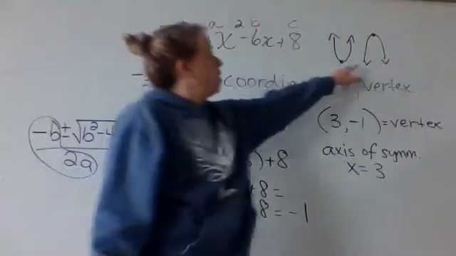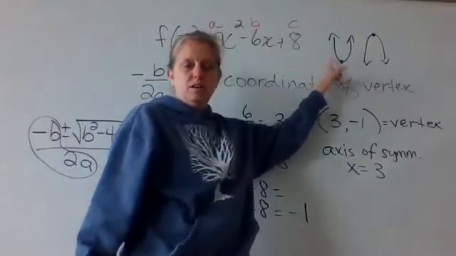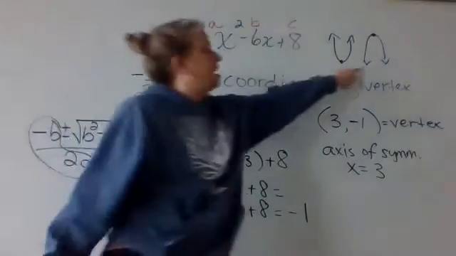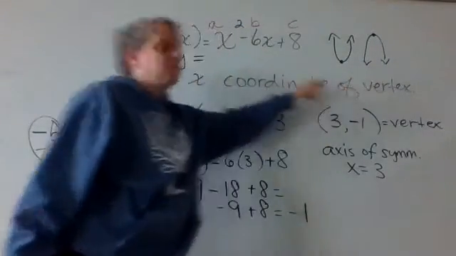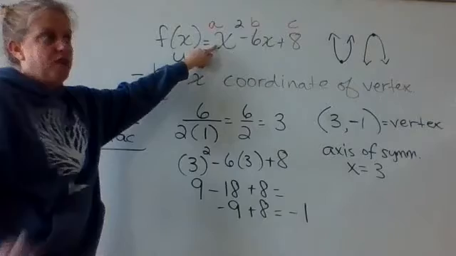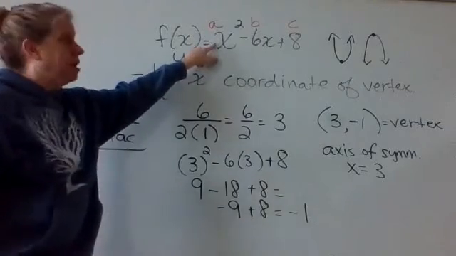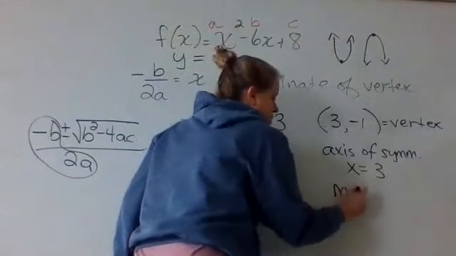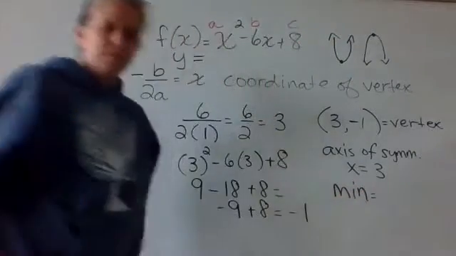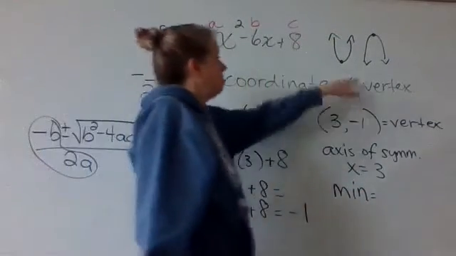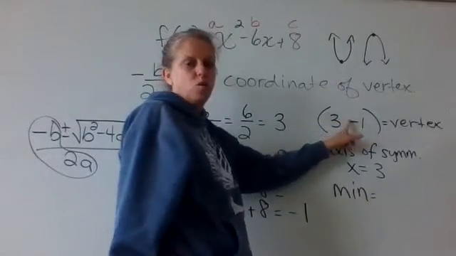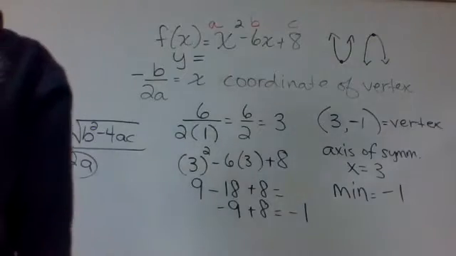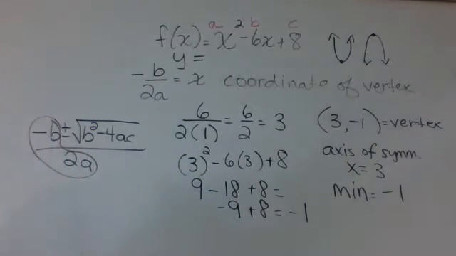What makes it be one way or the other? Remember, if the x squared has a negative in front of it, it's going to flip it upside down. So since this one doesn't have a negative in front of it, this is a right side up parabola, which means it's going to look like this when I graph it, which means it's going to have a minimum value. And the minimum value is just whatever the y coordinate of the vertex is. So the minimum value would be -1. And then it's going to ask you to graph it.